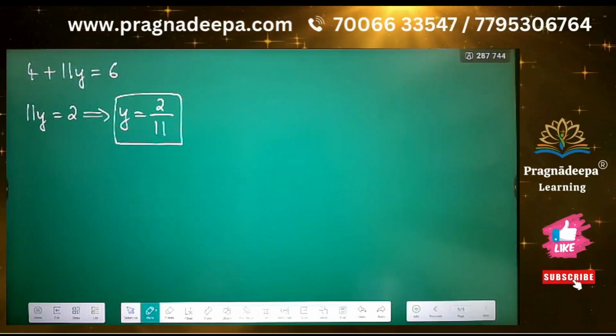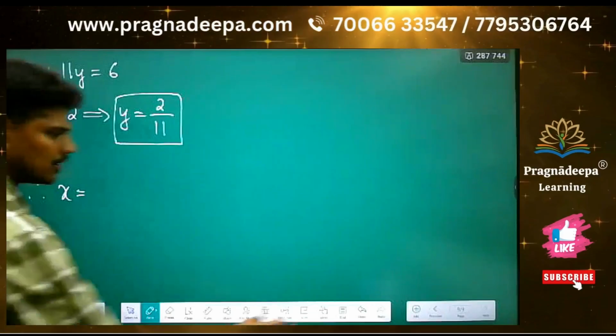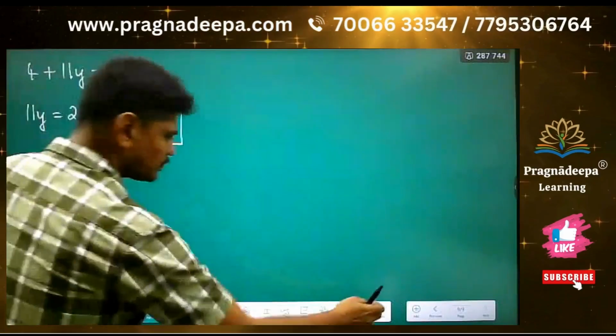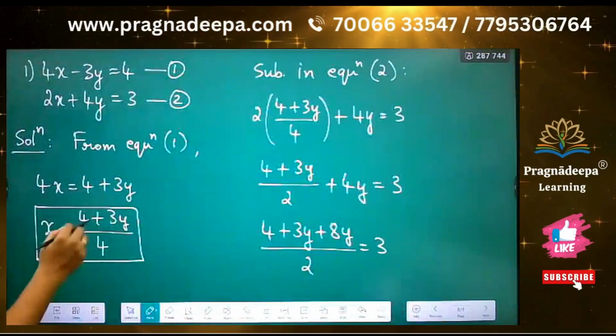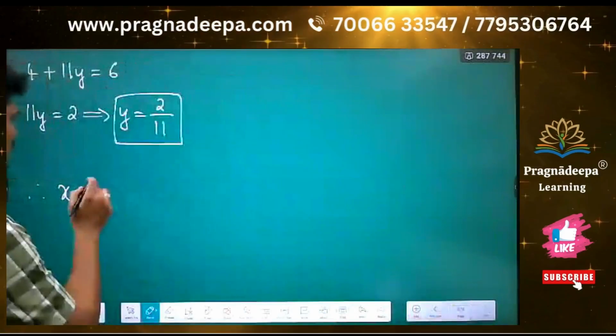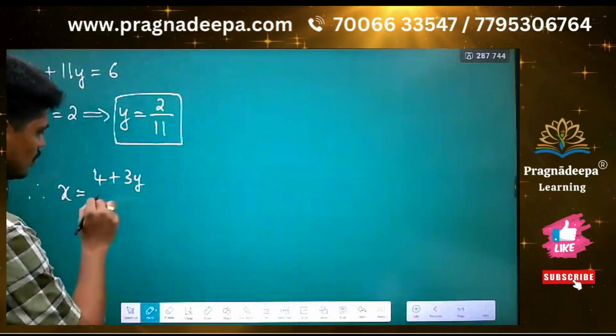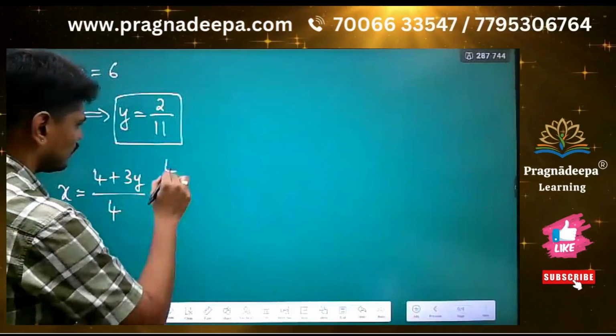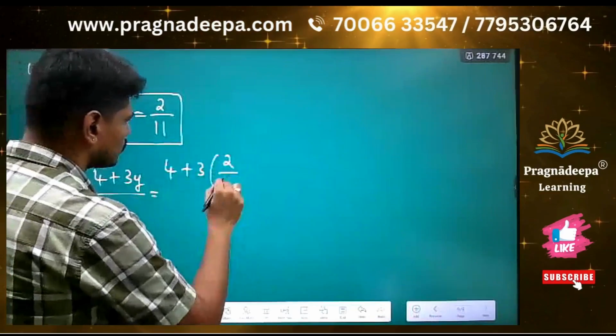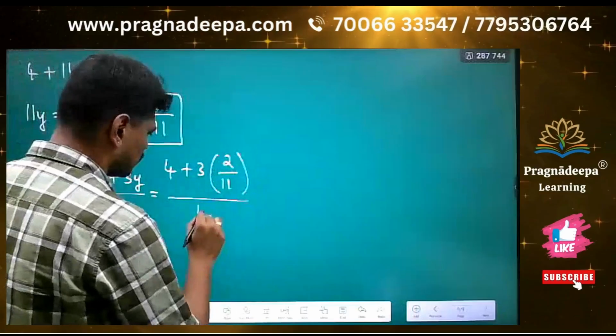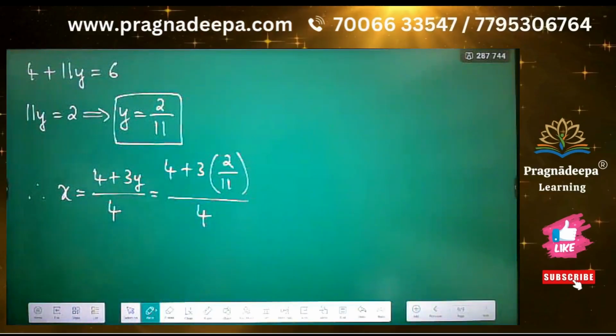So we got y. Now what we have to do? You have to find x. How will you find x? Here you would already have written a box. Substitute here: 4 plus 3y by 4. So 4 plus 3 into 2 by 11 by 4. That is 4 plus 3 into y by 4. We know the value of y is 2 by 11. So just substitute. Now you do the number simplification.